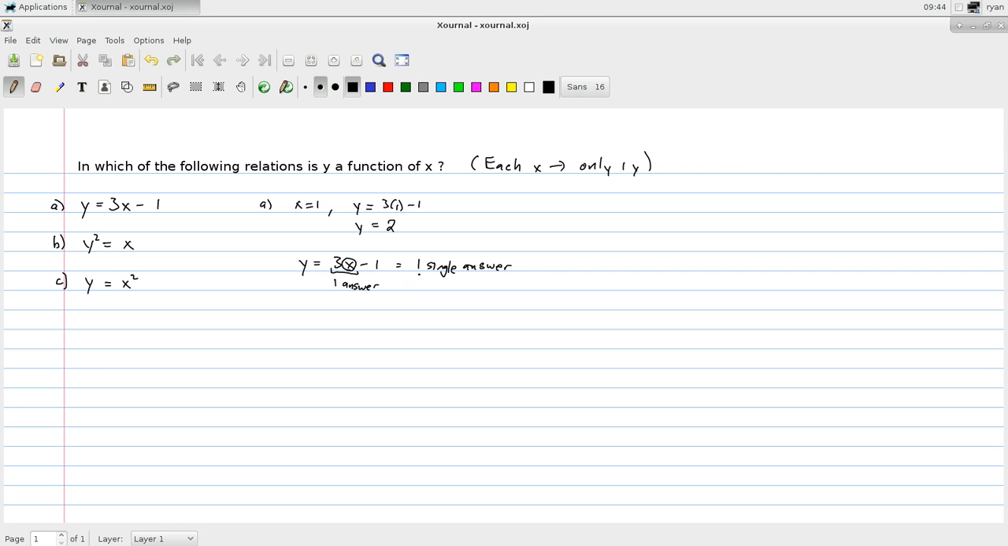There is only one y value for that x. That tells us that yes, this is a function. Let's look at part B the same way. Here we could try this like we did before. We could try an x value.